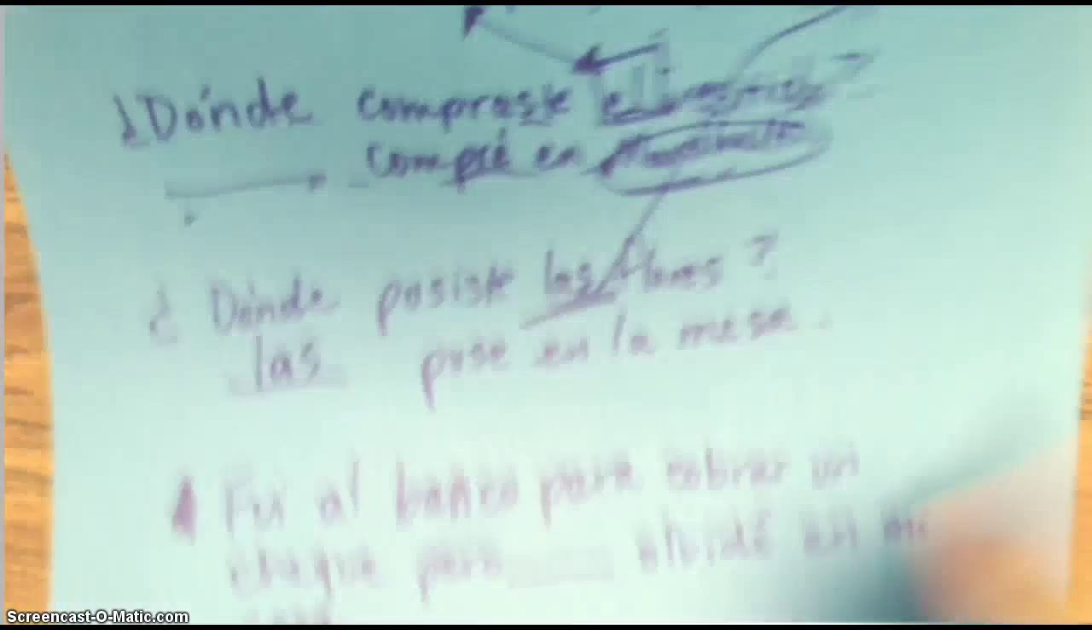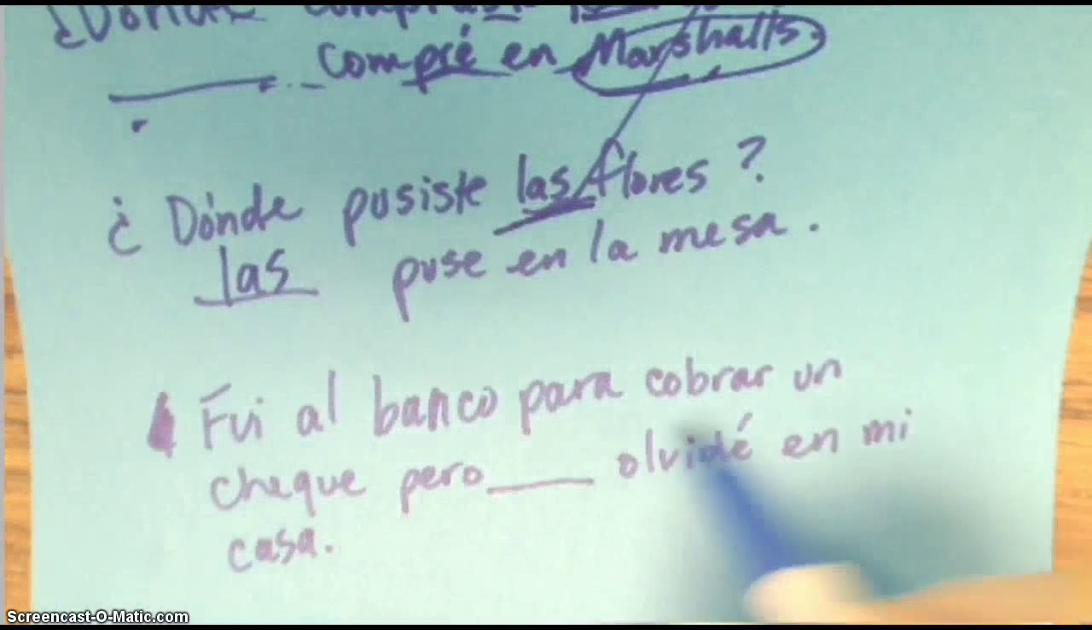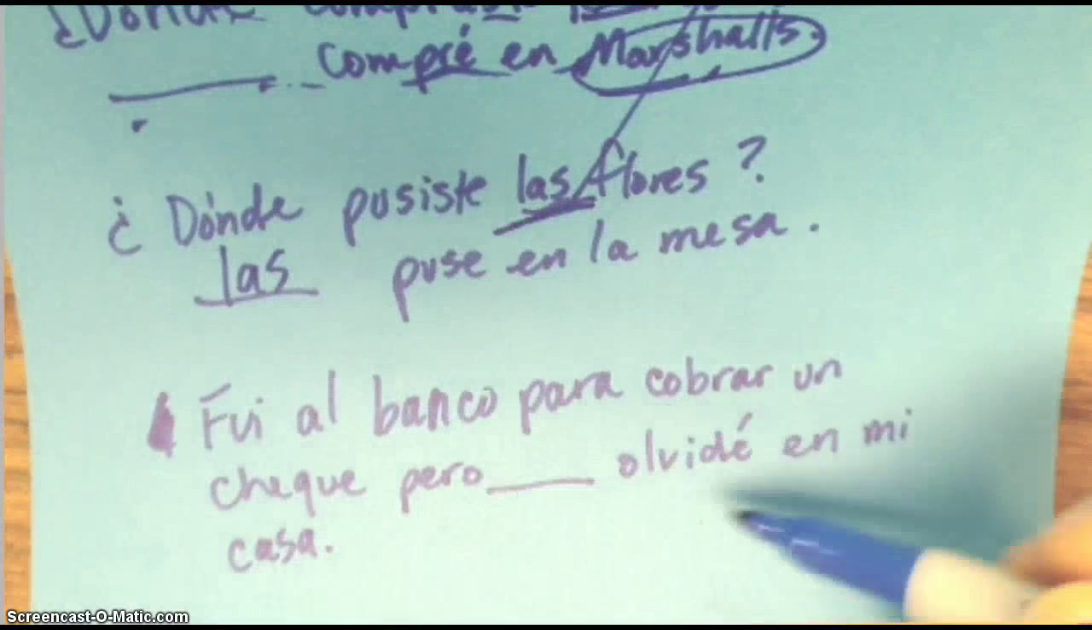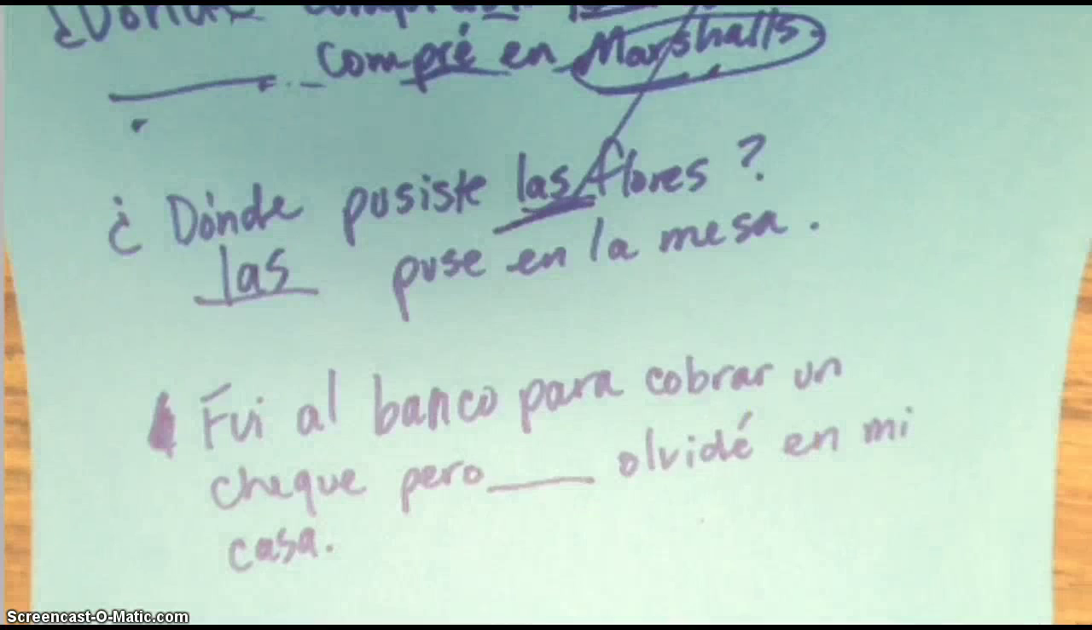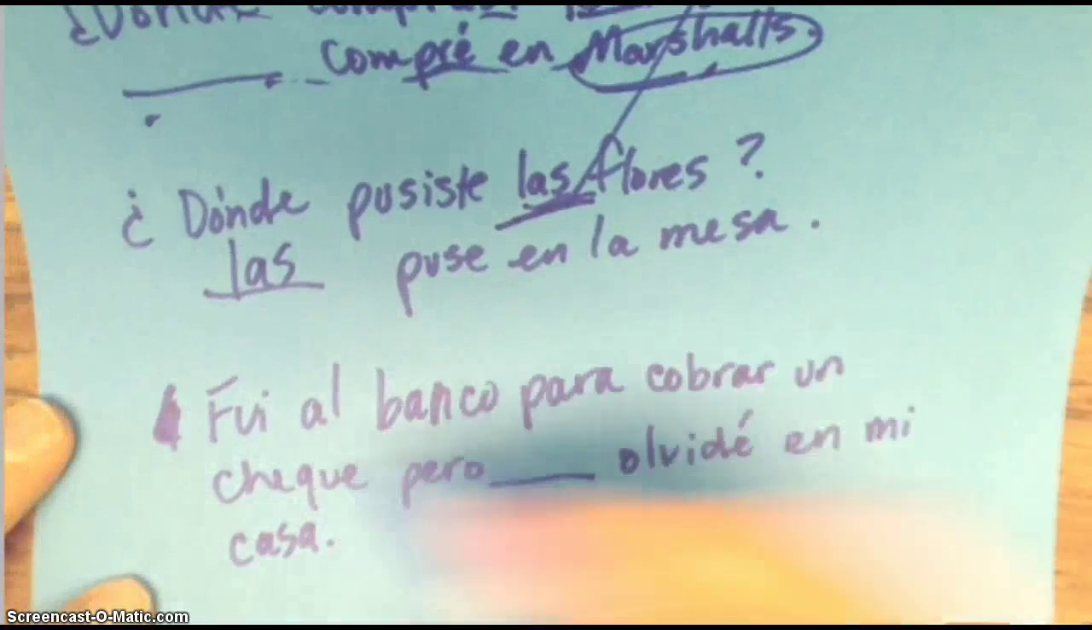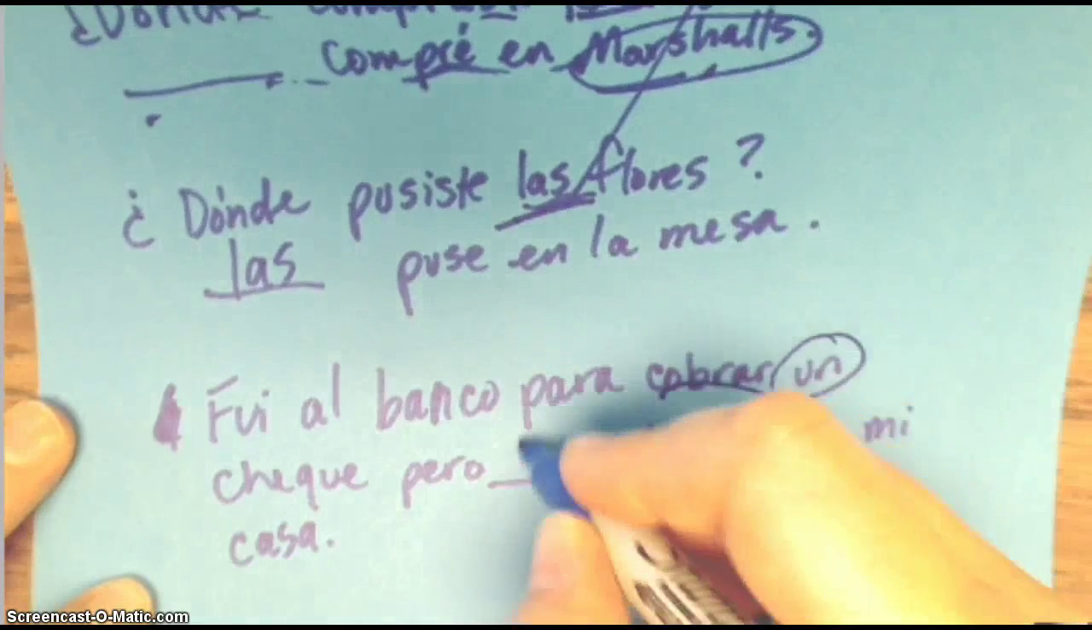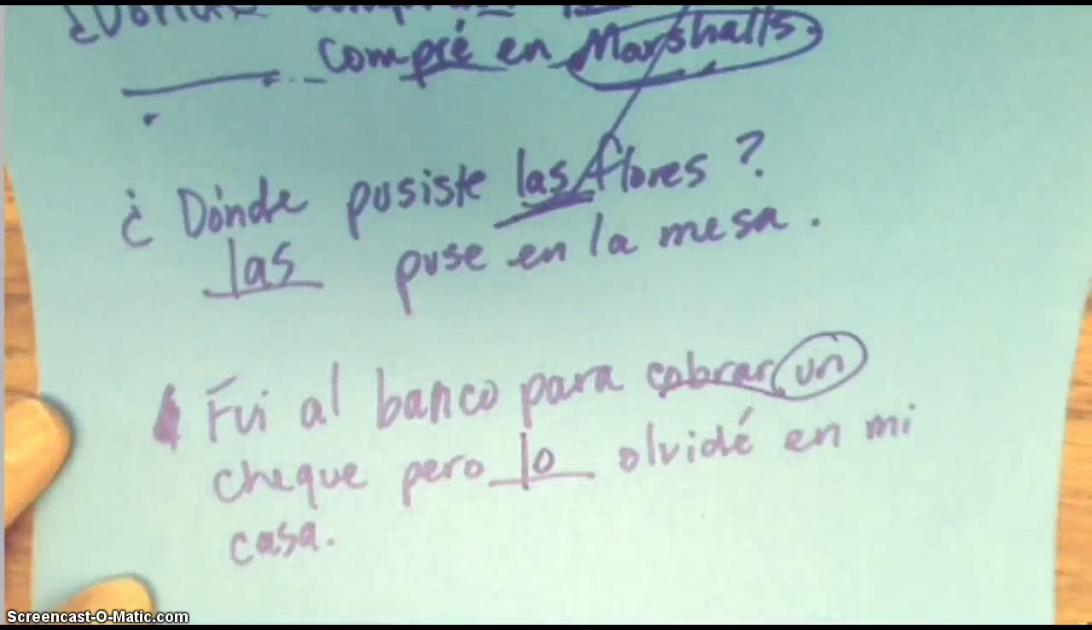And then the last one, this one's a little bit crazy. I went to the bank to cash a check, but forgot something at my house. What did I forget? I forgot the check, which would be un cheque, so it would be lo. Lo olvidé en mi casa.